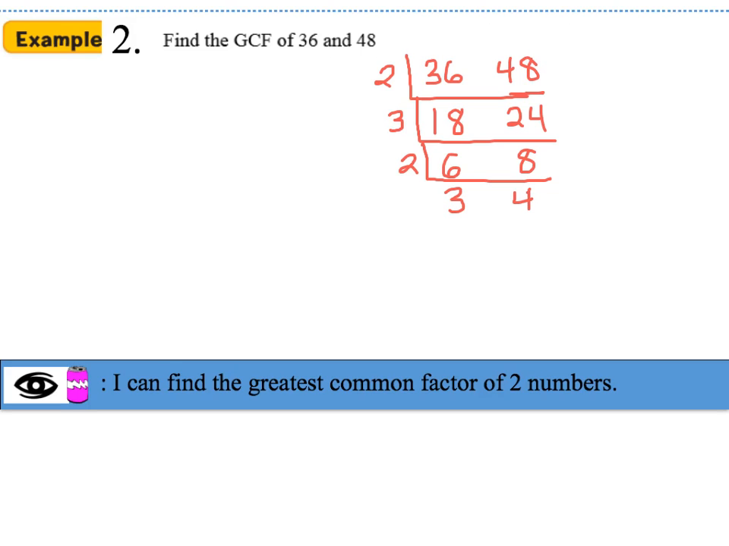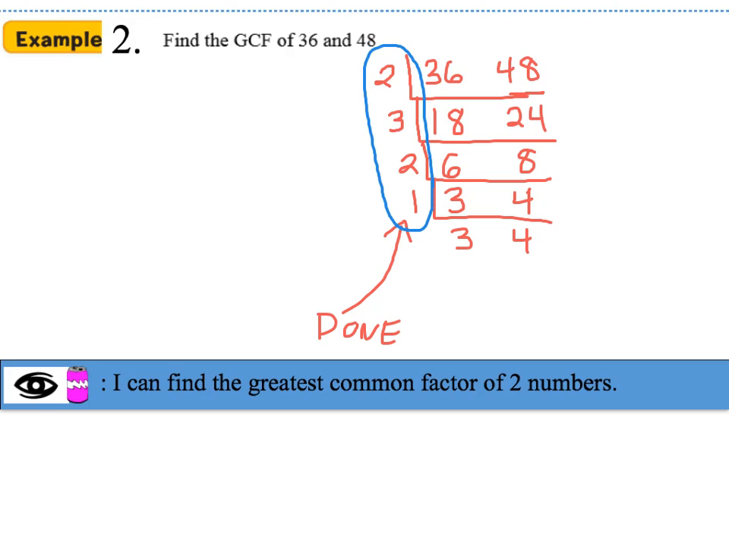So now let's ask ourselves, what number goes into 3 and 4 evenly? And the only number that I can think of is 1. So 1 goes into 3 3 times, and 1 goes into 4 4 times. Now if you look at it, we've got a 1 on the bottom, and we've pretty much completed our ladder, because that was the end goal, to get a 1 on the bottom. Once we've done that, we're going to have to figure out the GCF by multiplying all the numbers on the left-hand side. So let's take all the numbers and multiply them together.